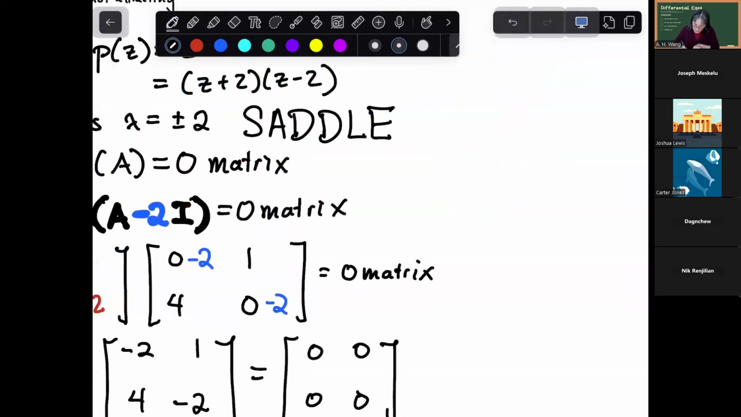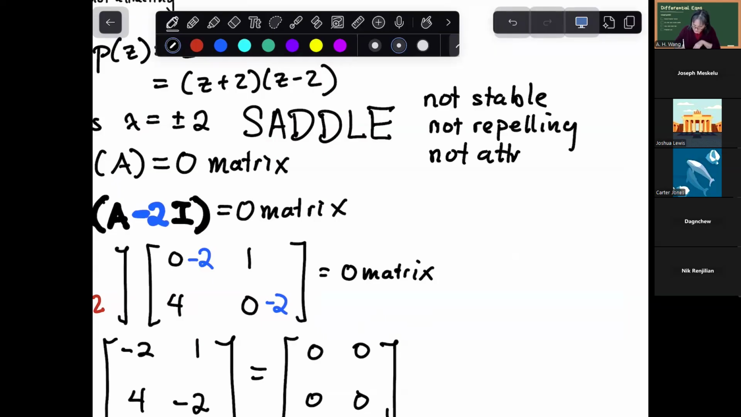We need to do stability analysis. So in the center, you have one direction coming in and most of them going out. So it's not stable. It's not repelling because there's one direction where you go in, but it's certainly not attracting. Okay.